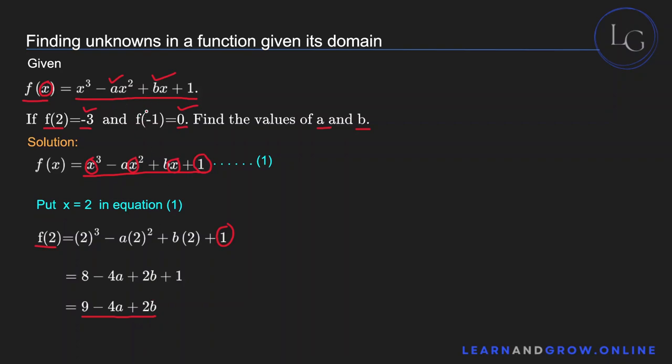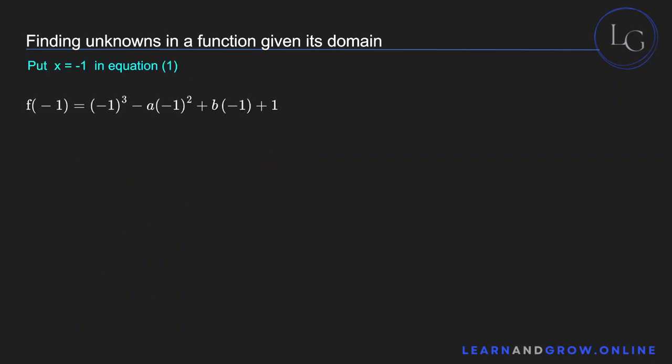Now let's see what happens when you find f of negative 1. Plug in x is equal to negative 1 in the function. Remember the original function, that was f of x is equal to x cubed minus ax squared plus bx plus 1. So instead of x cubed, you have negative 1 cubed. Instead of ax squared, you have a into negative 1 squared. Instead of bx, you have b into negative 1. And this constant is as it is. So f of negative 1 gives you minus a minus b.